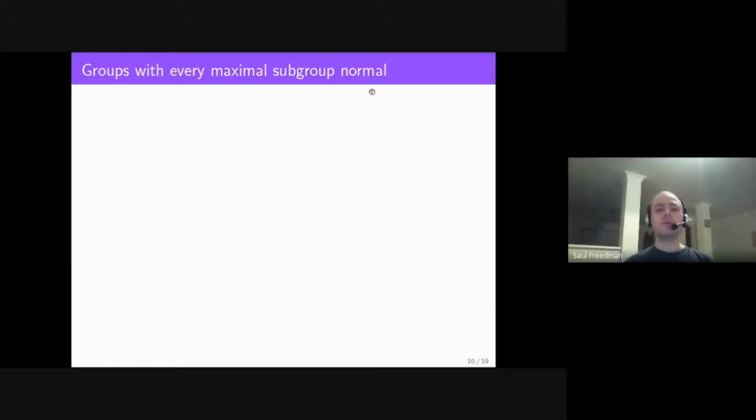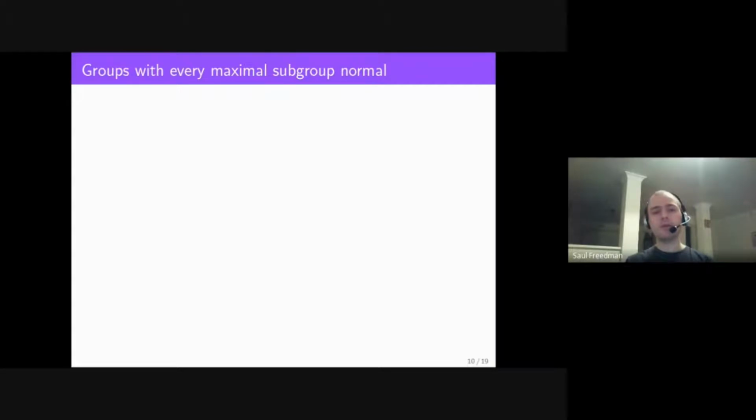Yeah, so what I'm just saying is that this property includes all nilpotent groups, but there are some infinite groups that have every maximal subgroup normal but are not nilpotent. And so this property is a bit more general than nilpotency.